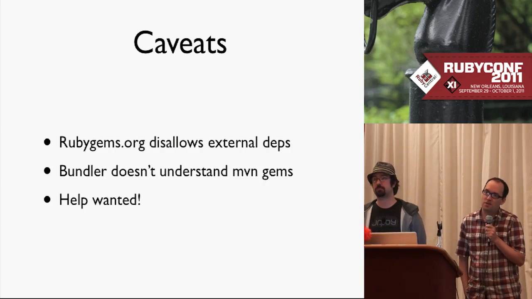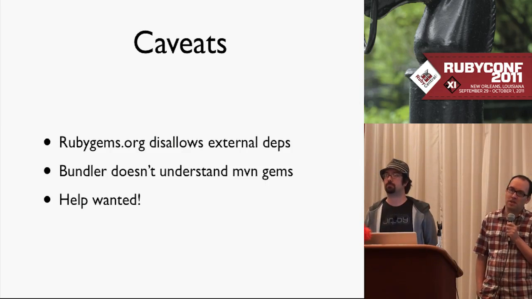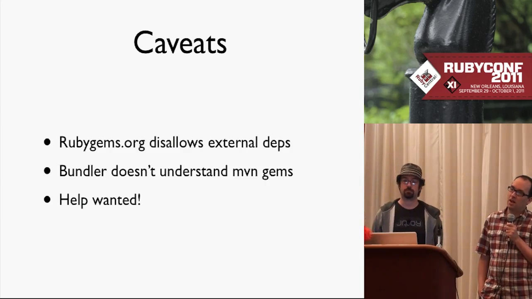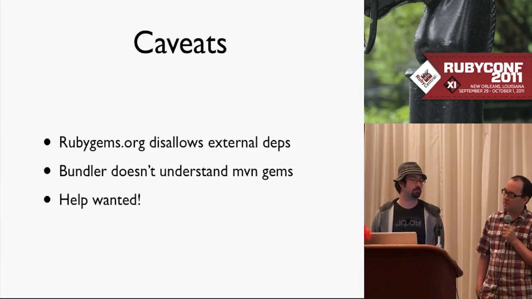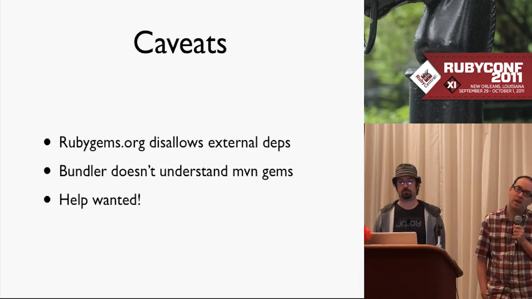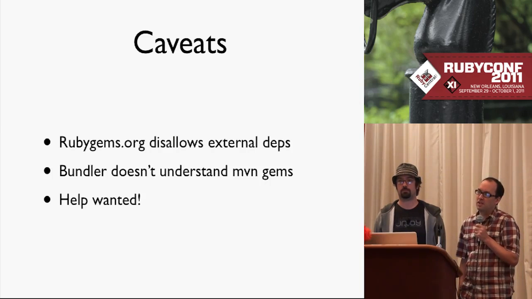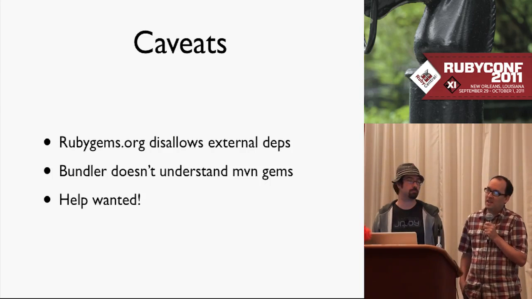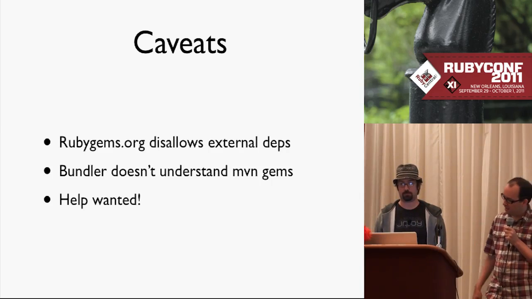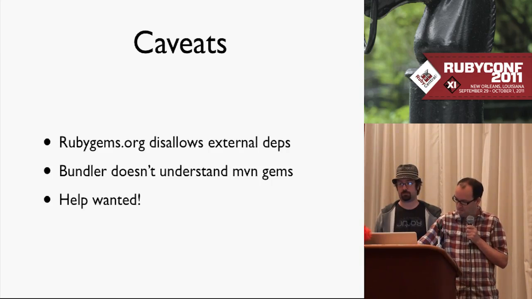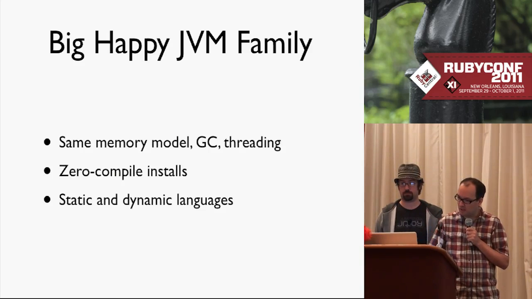So there are a couple problems with Maven support at the moment. If you wanted to make your own gem and push it to rubygems.org, rubygems.org doesn't allow external dependencies, so we need to fix this. Also, unfortunately, you can't put a Maven dependency in your Gemfile, so we need some help fixing Bundler to allow this as well. So if this sounds really interesting and fun, please come talk to us after the talk, or email us, or send us a carrier pigeon. I don't know.